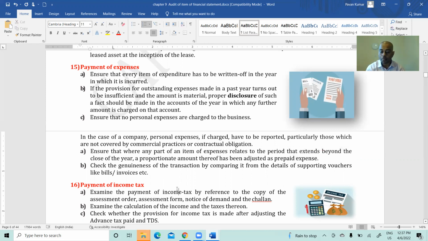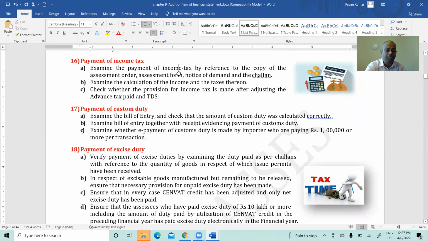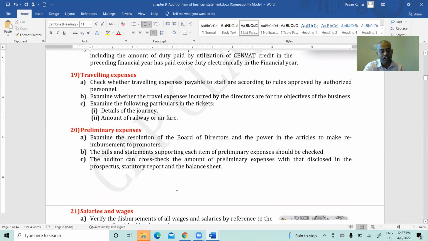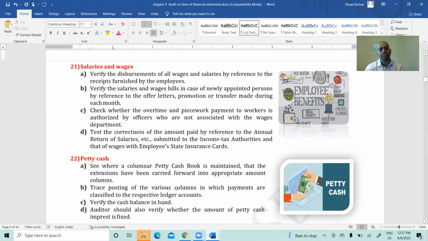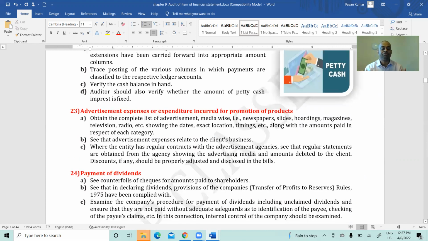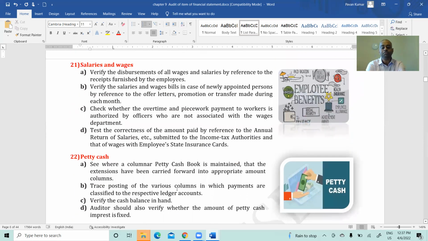Next, continue. Check the genuineness of the transaction by comparing it with the details of supporting vouchers like bills or invoices, etc. Excellent. Now, payment of income tax, payment of customs, payment of excise, I'm leaving it to you. Traveling expenses, preliminary expenses, I'm leaving it to you. Salaries and wages, read this. Next 10 pages I can leave, but still, we'll do some on a random basis. Read this salaries and wages. Important question from exam.